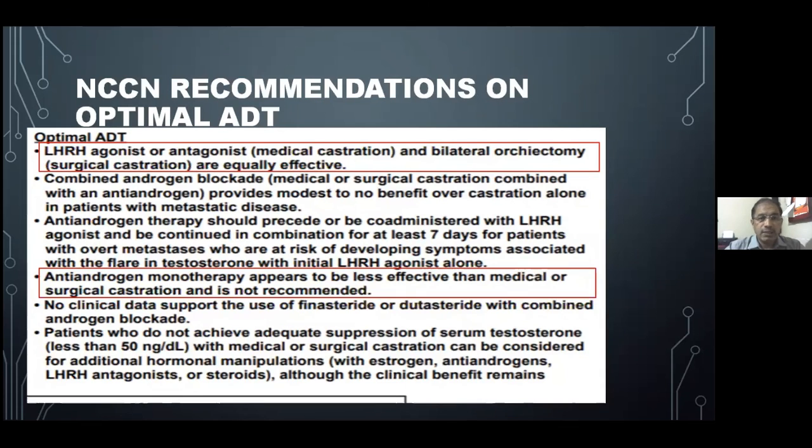Here, the NCCN recommendation on optimal ADT is that whether we use surgical or medical, both of them are equally effective. Anti-androgen monotherapy appears to be less effective and should not be used alone in this setting.